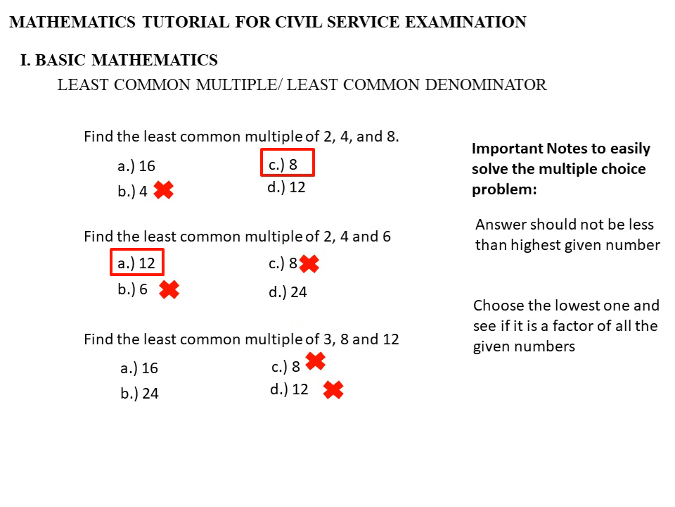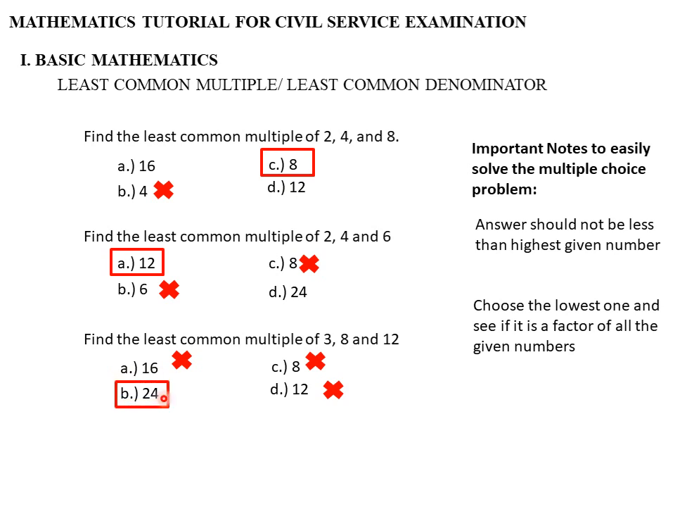Okay, let's try 16. Is 16 a multiple of 3? No. So 16 is not a common multiple of 3 and 8. Let's try 24. Is 24 a multiple of 3? Yes. Is 24 a multiple of 8? Yes. Is 24 a multiple of 12? Yes. Okay, so the answer is 24.